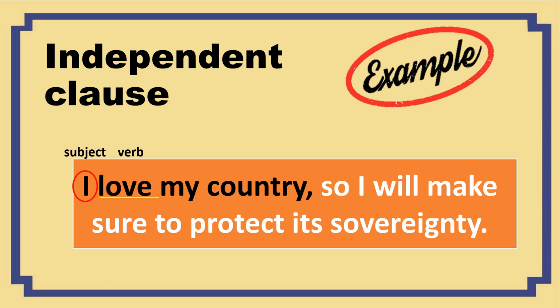The second part of the sentence is, so I will make sure to protect its sovereignty. This has a subject and a verb. However, it begins with a conjunction so, which makes it a clause that cannot stand alone. This now is an example of another type of clause, which is the dependent clause.